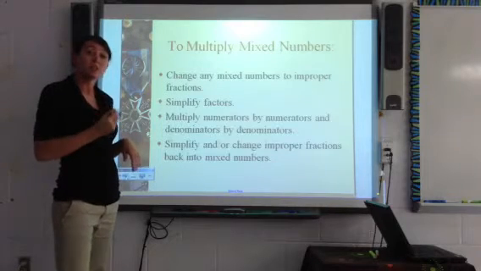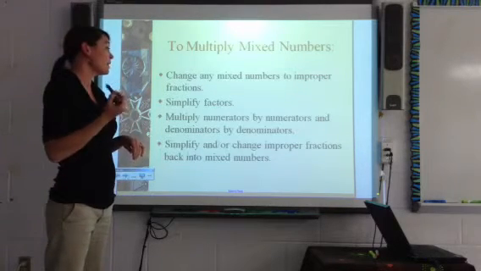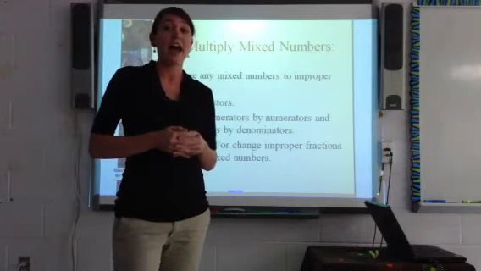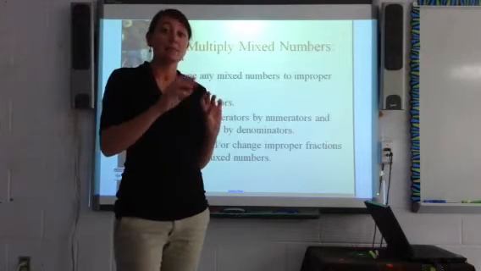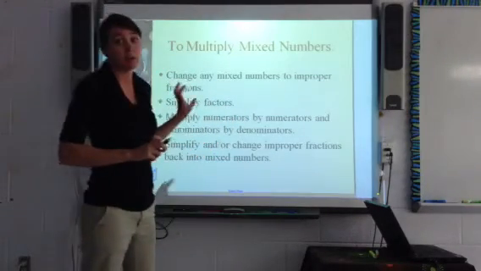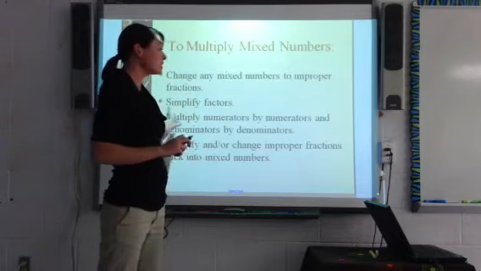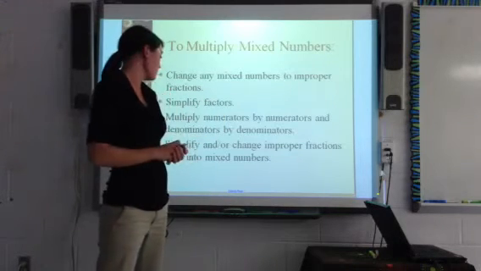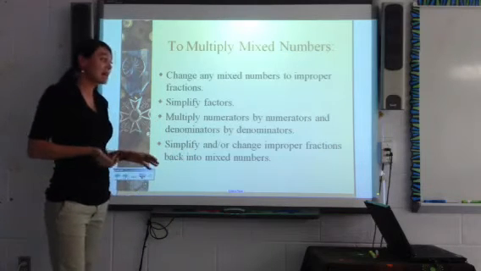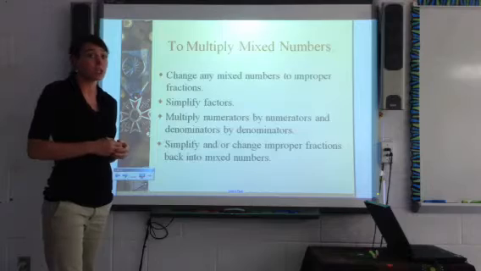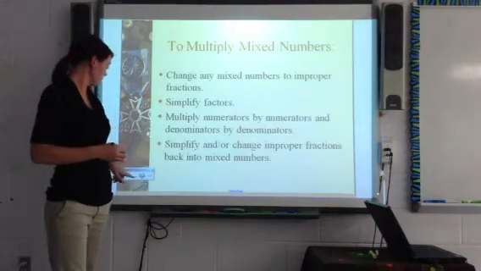You multiply numerators by numerators, and you multiply denominators by denominators. Keep in mind this is very different than when we learned how to add and subtract. When we added and subtracted, we needed to find that common denominator. You're not going to need to do that when you multiply and divide. And when you multiply and divide, your denominator is not going to stay the same. You will multiply it. The last step, as always, is to simplify if you have an improper fraction to make sure that you put it into a mixed number.